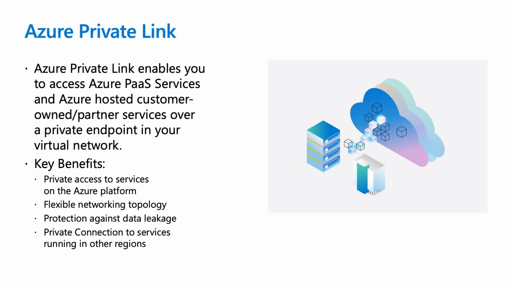It gives you a flexible networking topology. There are a few different ways that you can configure it depending on your use case and what you're trying to accomplish. And very importantly, in the age of data and AI, and as we look at having data in AVS and extracting insights from it and potentially using Azure services, it gives you protection against data leakage. Finally, this private connection to services is something that you can do to services running in other regions if that makes sense for your particular use case.